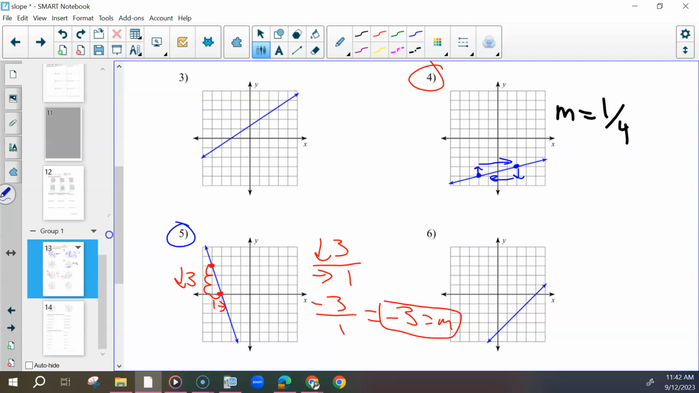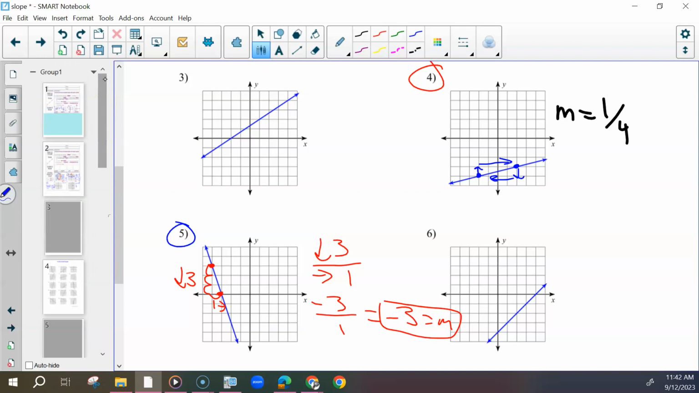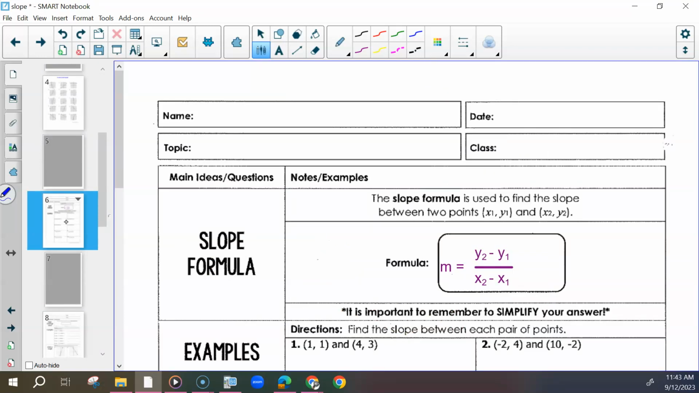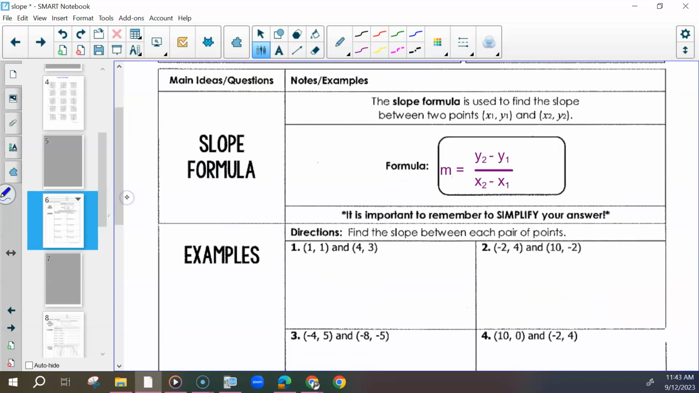Let's move on. Alright, so now go back to this is your next page. Write this in your formula box.